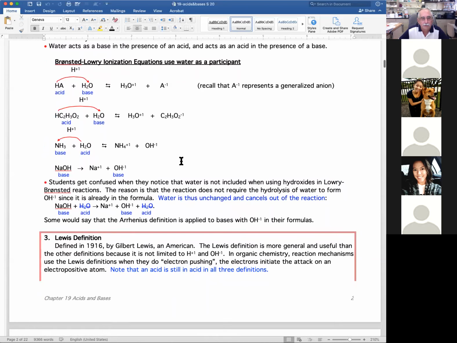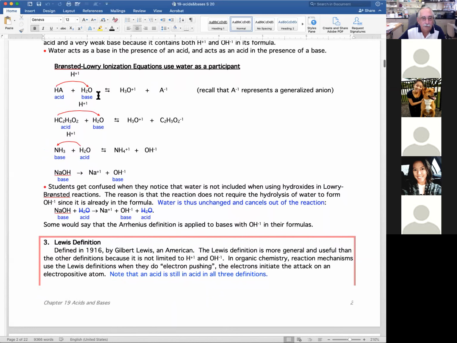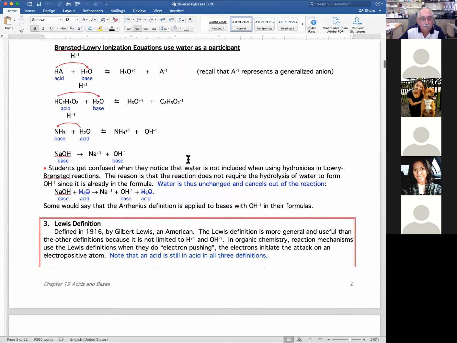So here's using the Lowry-Bronsted definition in a couple different reactions. And now we have a problem. I think things like these are real problems for student understanding. Apparently, other people don't believe so. They just say, oh, you just memorize that. But look at how they do the sodium hydroxide right here. Where's the water? And so if you try to use water, look what happens.